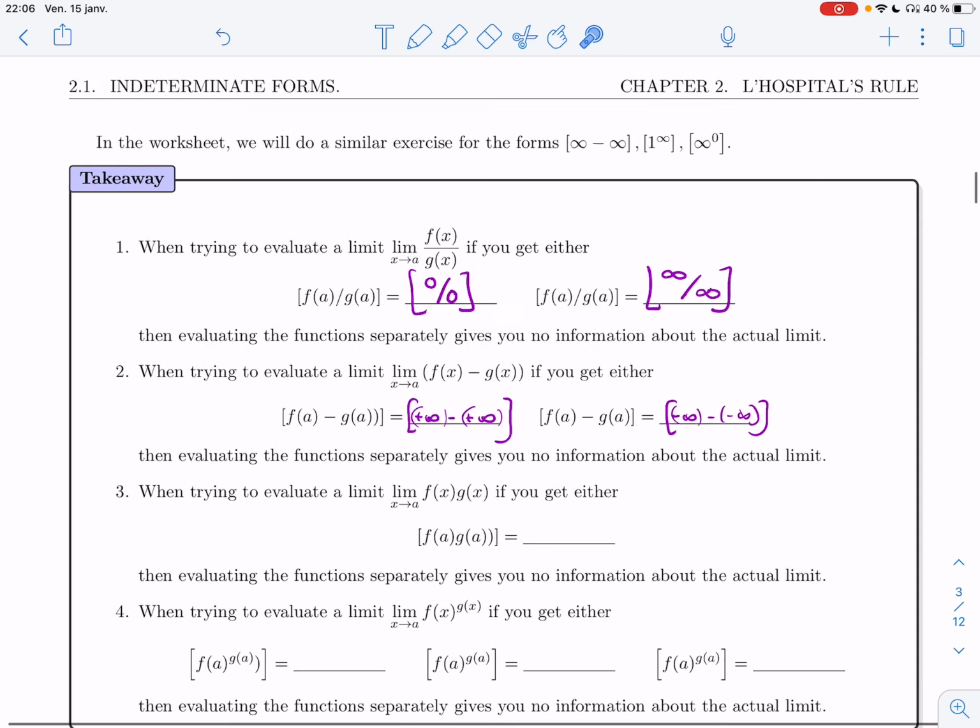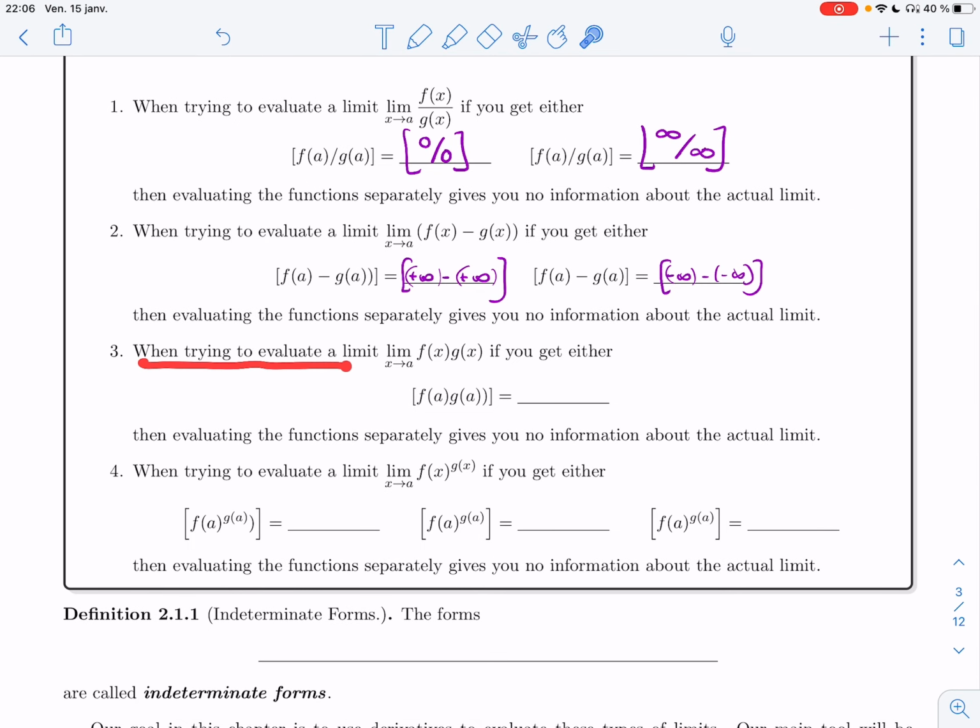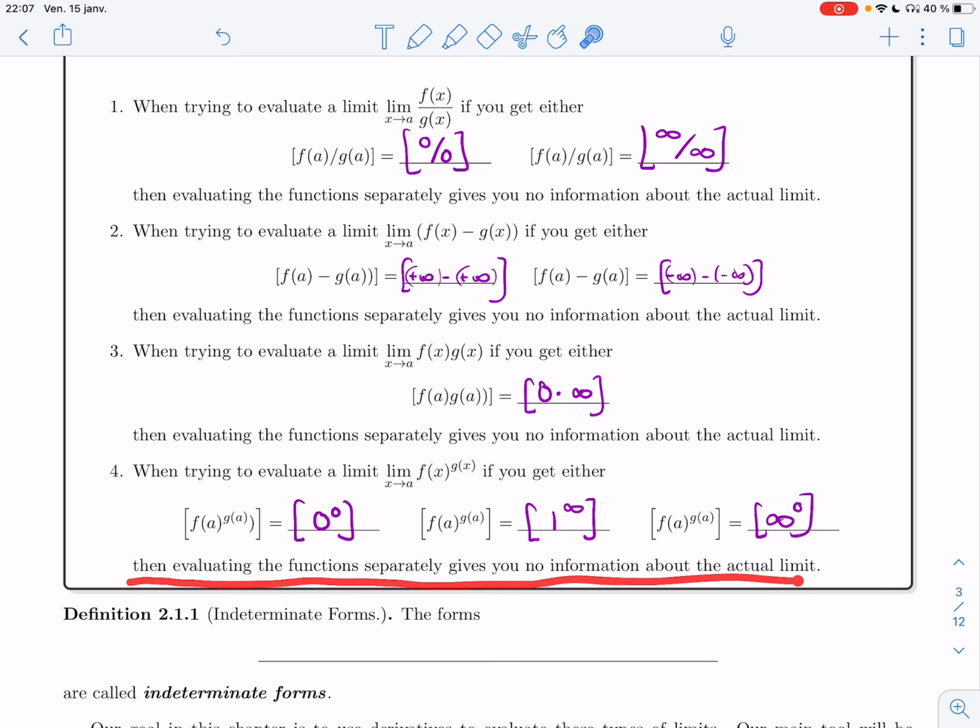to infinity faster. When trying to evaluate a limit that's a product, if you get 0 times infinity, or infinity times 0, or minus infinity, something like that, then evaluating the function separately gives you no information about the actual limit. When trying to evaluate a limit which is a power like this, if you get either, we saw 0 to the 0, and then on the worksheet, you'll see 1 to the infinity, and infinity to the 0. If you get any of these three, then evaluating the function separately gives you no information about the actual limit.